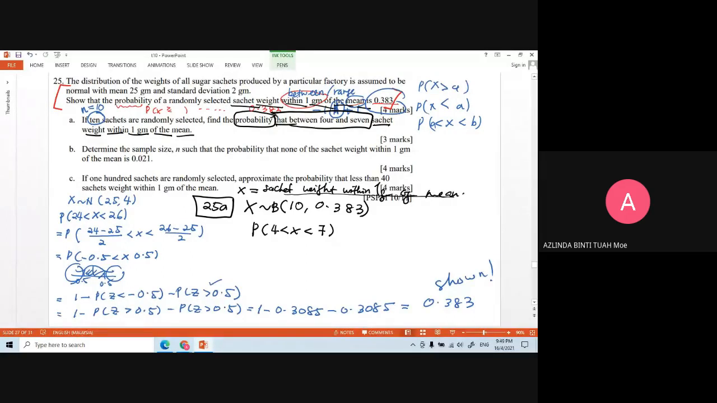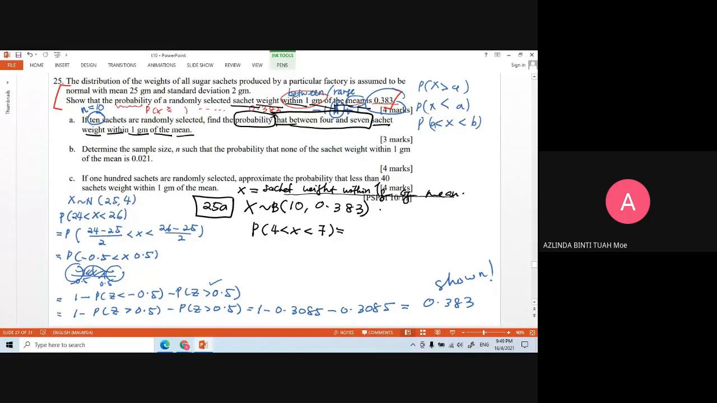Okay, in order to solve binomial distribution, we have two choices. Sama ada gunakan formula NCR, P power of R, Q power of N minus R. Atau the second choice, we can refer to table. Tapi dalam 25A, kita tidak boleh guna table sebab the probability is not like whole number. Yes, we cannot find the probability 0.383 in table.